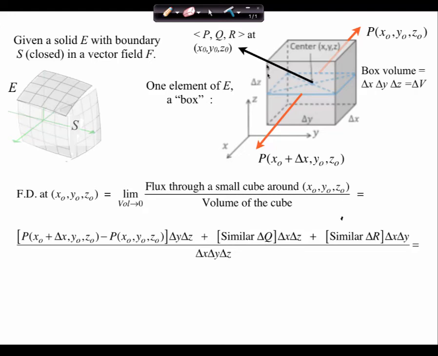So delta Y, delta Z is this area right here, and so we're saying how much does P change times delta Y, delta Z would be our flux, right? It'd be our force times area, or vector times the area. This is perpendicular. We don't have to worry about dot product. It's just going to be the whole change times delta Y, delta Z, and similar in the Q and R directions, or the Y and Z directions.